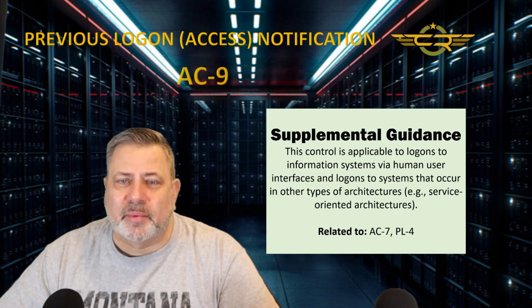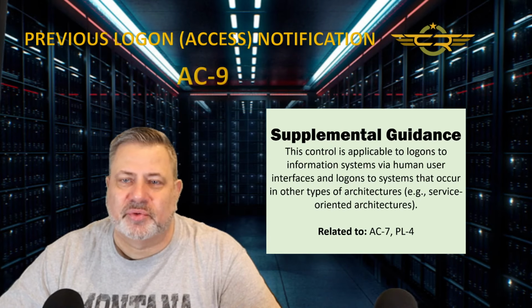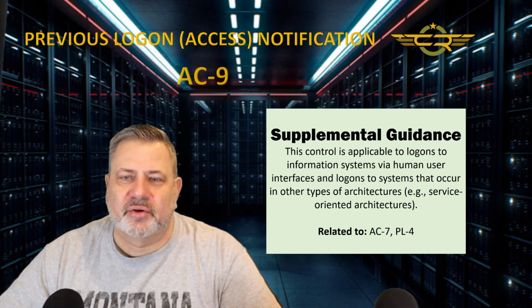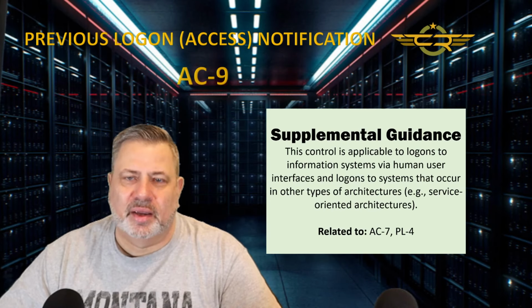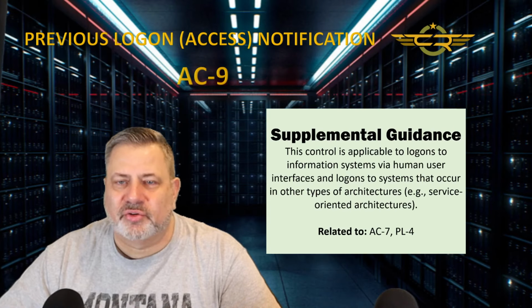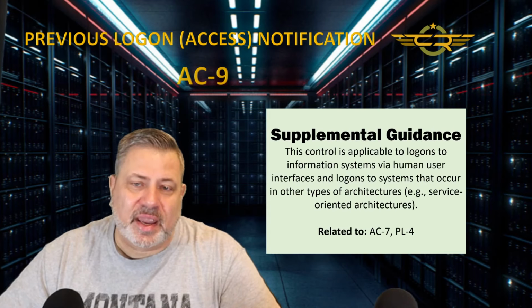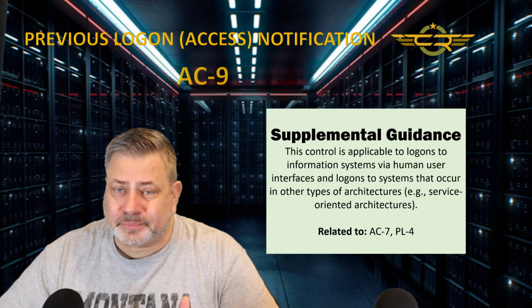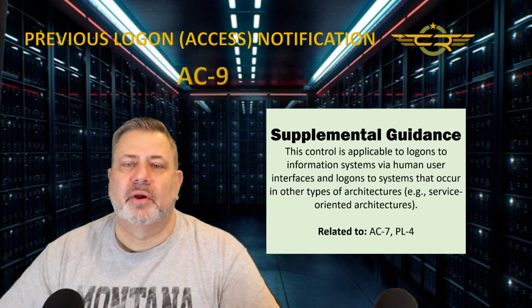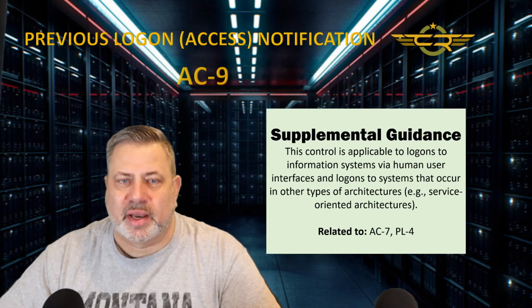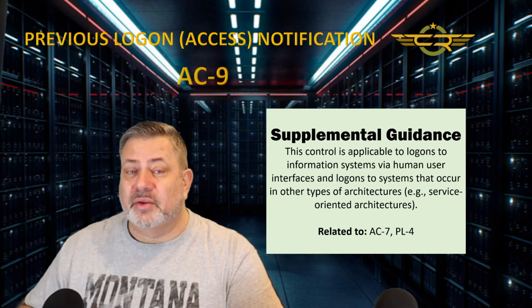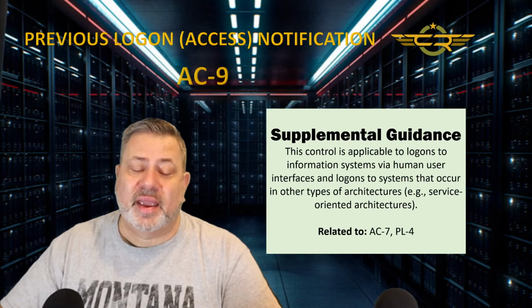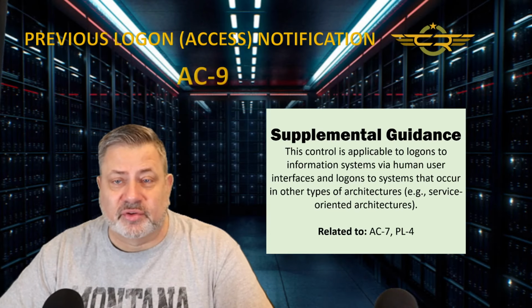So a little bit of supplemental guidance for this control. This control is applicable to logons to information systems via human user interface and logons to systems that occur in other types of architectures, for example, service-oriented architectures. It's related to AC-7 and PL-4. We don't need to know when a system-to-system logon happens, right? We don't need to know when there's machine-to-machine interaction, but we do want to know when a user or an interactive logon has been used to access the information system.